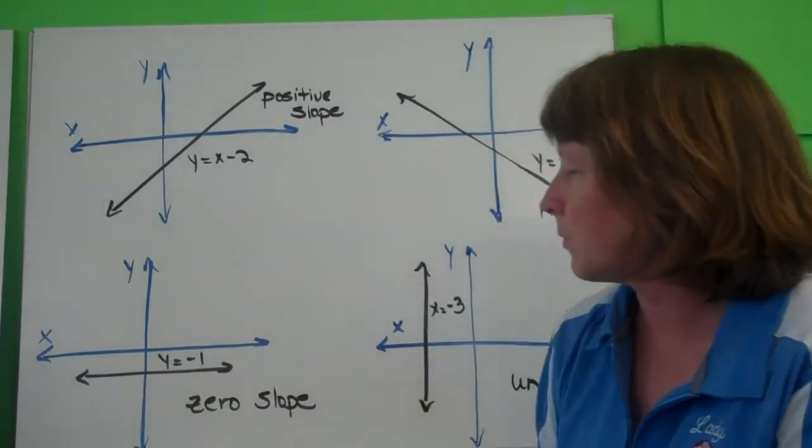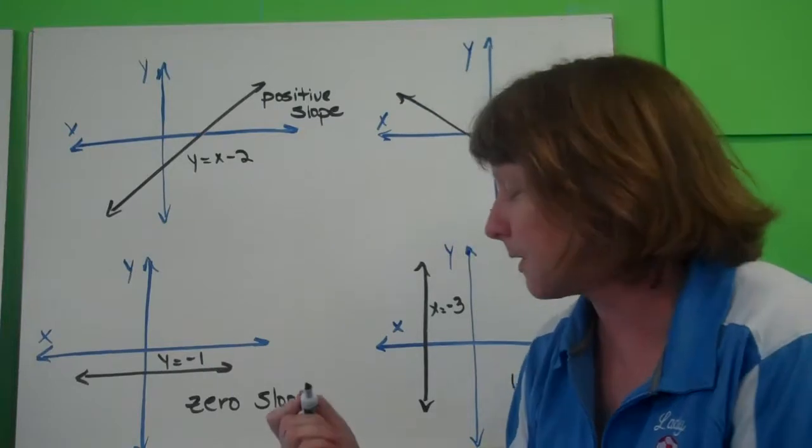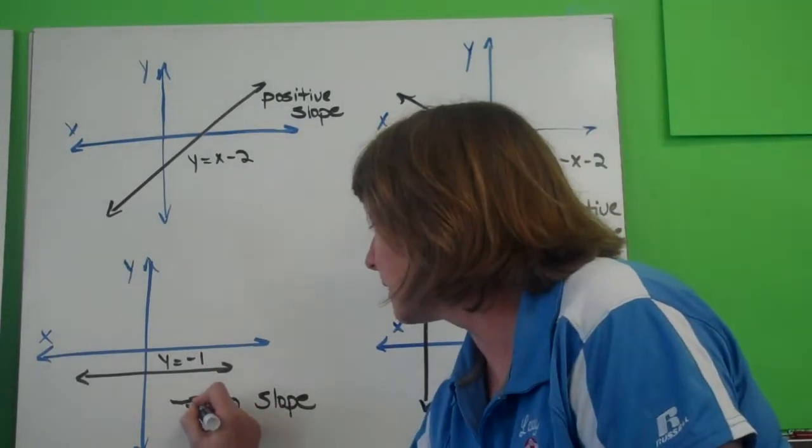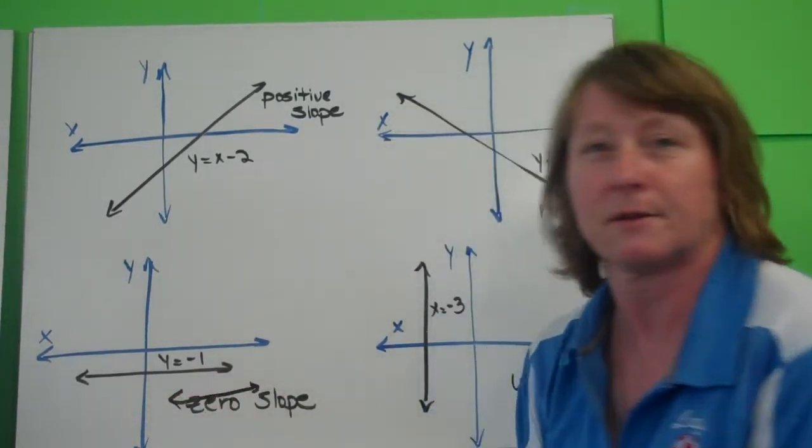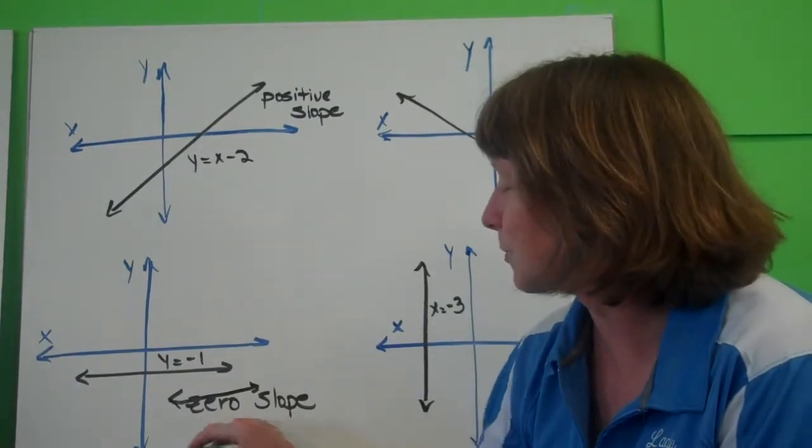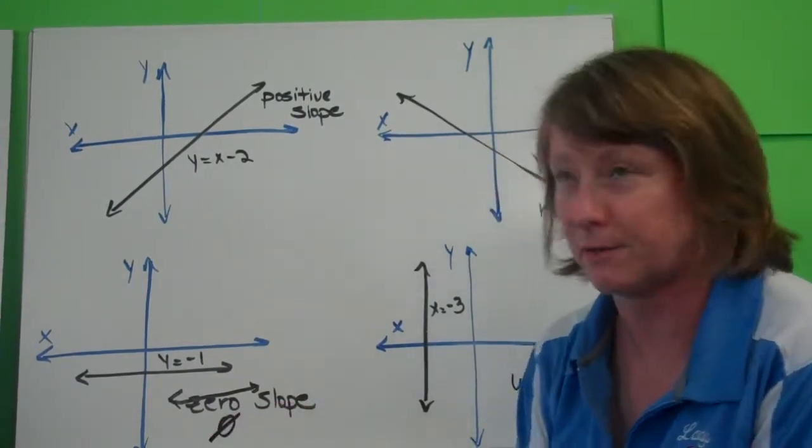Zero slope is a horizontal line. How do we remember it? The horizontal line goes through the top of the Z. Okay? You also need to remember this word zero is the number 0.